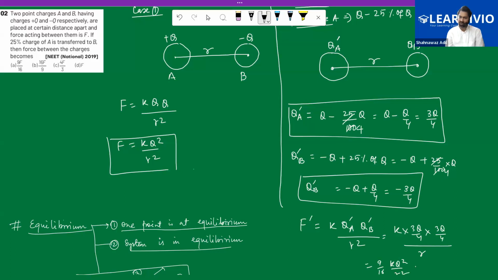Sir, there was minus also. Yeah, but we are only talking about the magnitude, right? Minus represents that the force would be attractive. So whenever we are only talking about the magnitude, then we don't consider this. So this would be 9 by 16 kQ square by r square, that is F. So 9 by 16, that would be the answer. 9F by 16, right? So this is the equation. Is it clear?